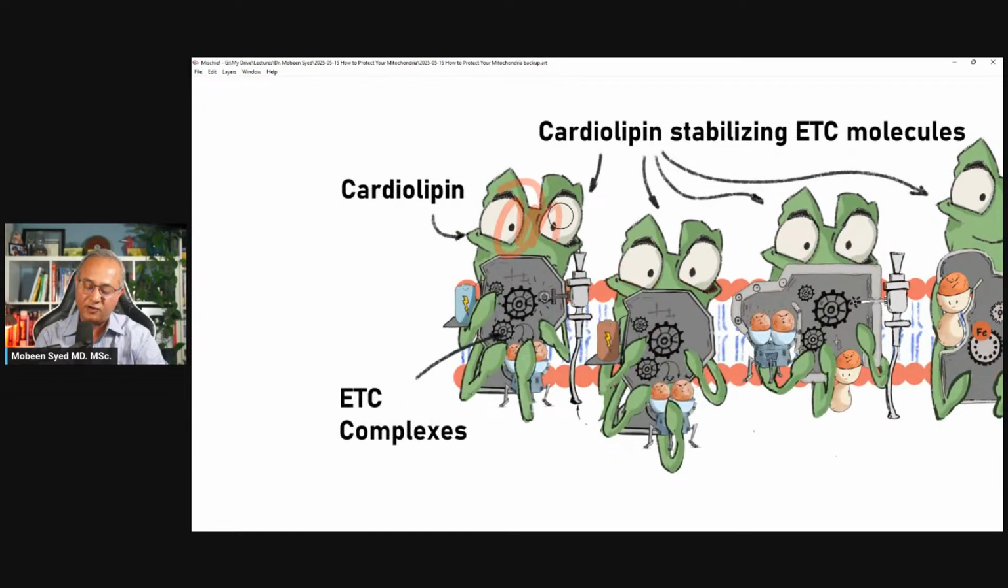So this is one phosphate. With that phosphate, there is one lipid leg over here. This is another, and another. With these legs, these cardiolipins grab hold of the electron transport chain complexes.